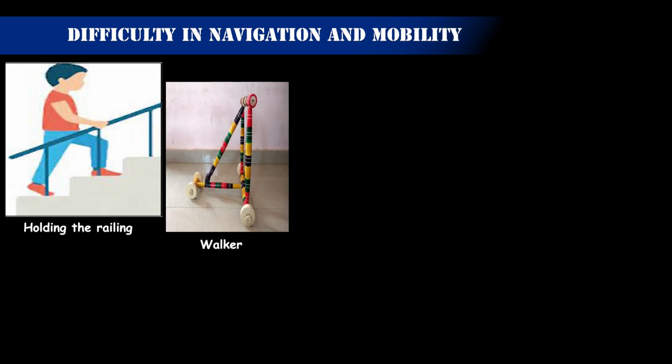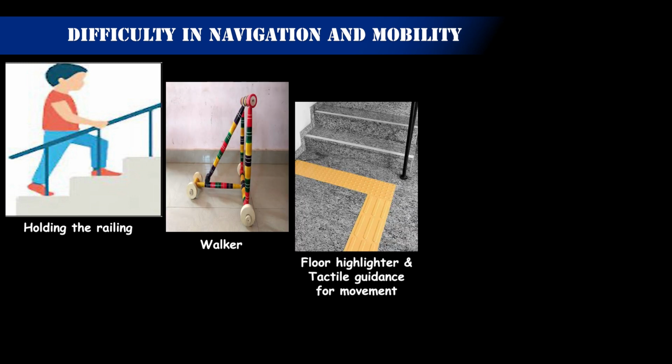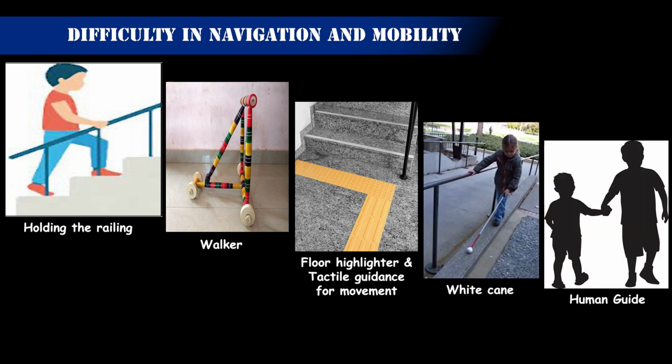Difficulty in navigation and mobility could be assisted by encouraging holding the railing while climbing the stairs, or by using walkers or floor highlighters with tactile guidance. And in very severe visual impairment, use of a white cane or a human guide could help.